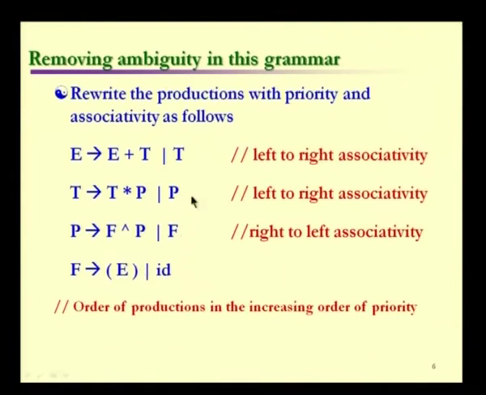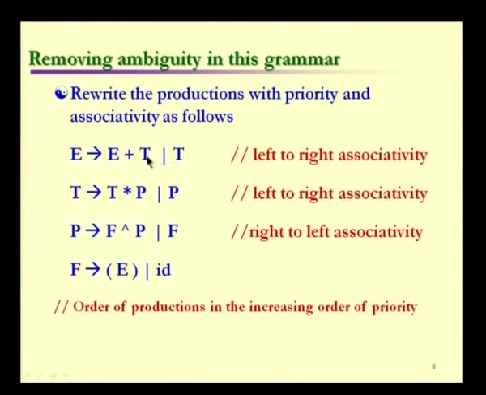So the productions are actually written in increasing order of priority. The maximum priority is given to an expression inside brackets, the next to exponentiation, the next lower priority to multiplication, and finally to addition. So here we have the productions, that is E derives E plus T, and another one is called T.